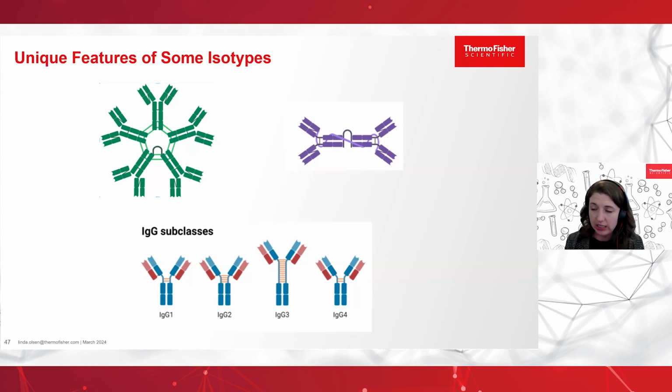IgE appears as a dimer with 2 subunits. And IgG has specific subclasses with variable characteristics, including variable hinge region flexibility that can influence their efficiency at binding complement. IgG1 and IgG3 are the most effective at binding complement.